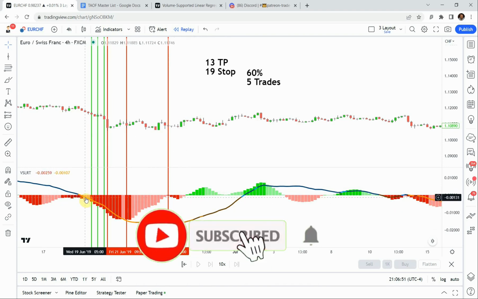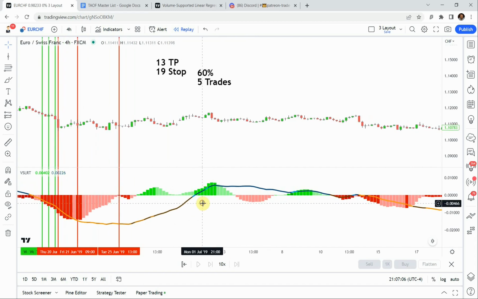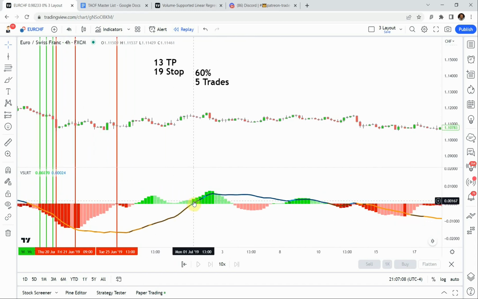And so when the oscillating line was below the zero line, we were looking for the bright, vibrant red colored bar to appear, and that is a signal to go short. On the opposite side, when the large oscillating line is above the zero, we are looking for the bright, vibrant green colored bar to appear, and that is a signal to then go long.